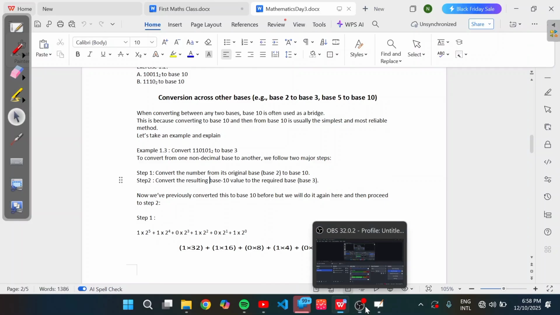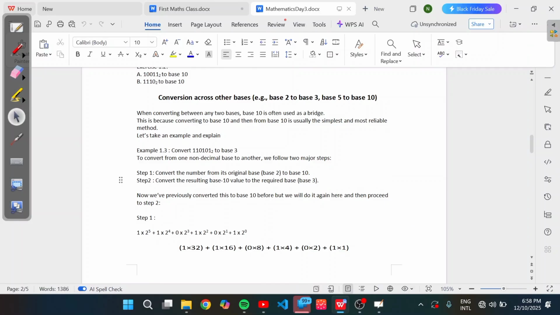So we're going to follow these two steps that I have outlined here for the conversion across other bases. Like I said, it's not just base 2 to base 10 or base 10 to base 2 that you can do. You can convert from base 2 to base 3 or base 3 to base 2. But you have to follow two steps, and we've treated them already. The first step is to convert from the original base. In this case, the question is in base 2.